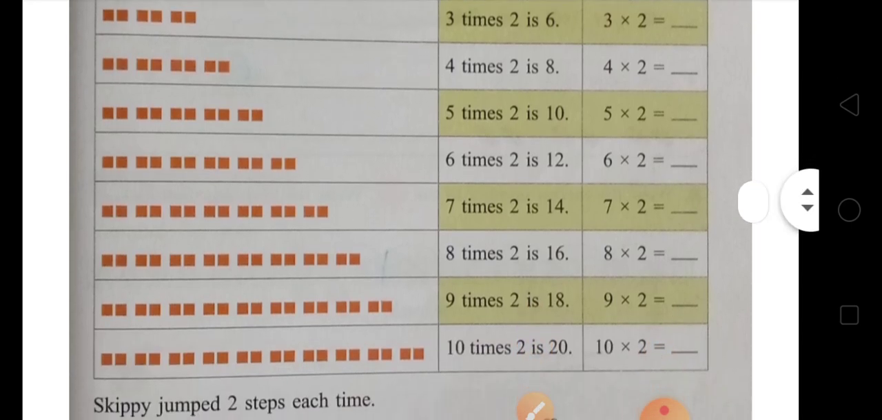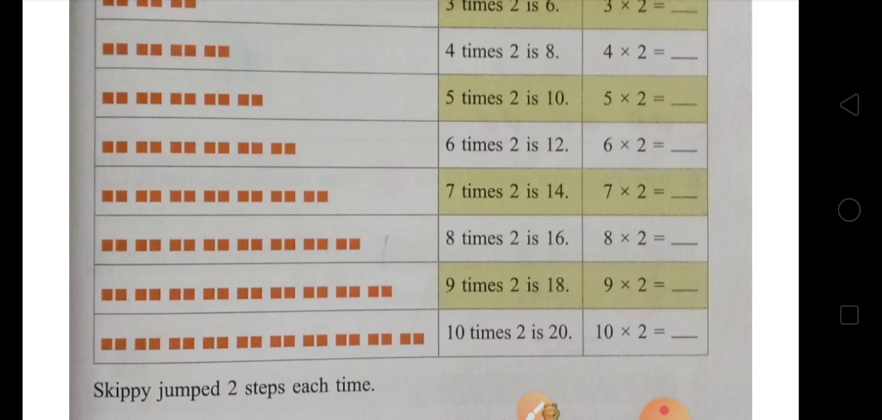Now 9 times 2 is 18, that will be 9 multiply 2 equals 18, because 9 is the number of groups and 2 is the number of squares in each group. And 10 times 2 is 20, that will be 10 multiply 2 equals 20, because 10 is the number of groups and 2 is the number of squares in each group.